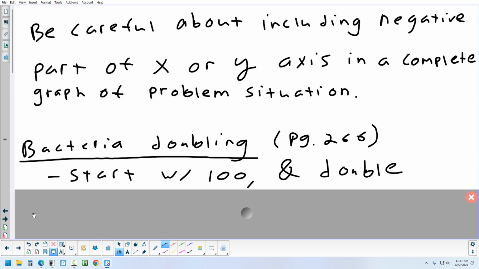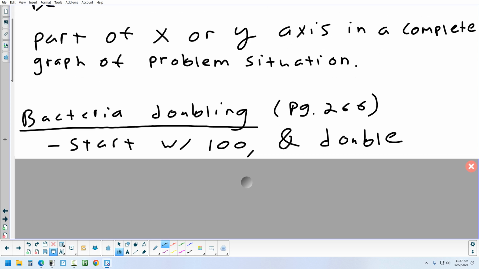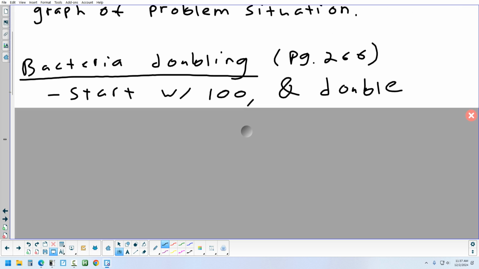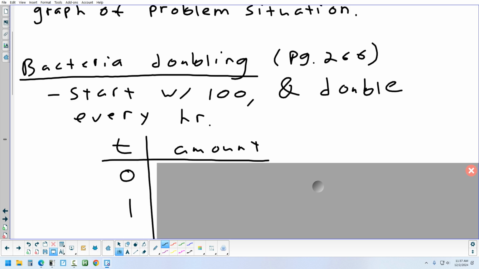Okay, so the next type of exponential growth is specifically something doubling. In this kind of problem, I would not tell you what the percentage growth is. You have to know it because it will specifically say doubling. So let's see if we can figure out what that means. So let's start with 100 bacteria and double it every hour.